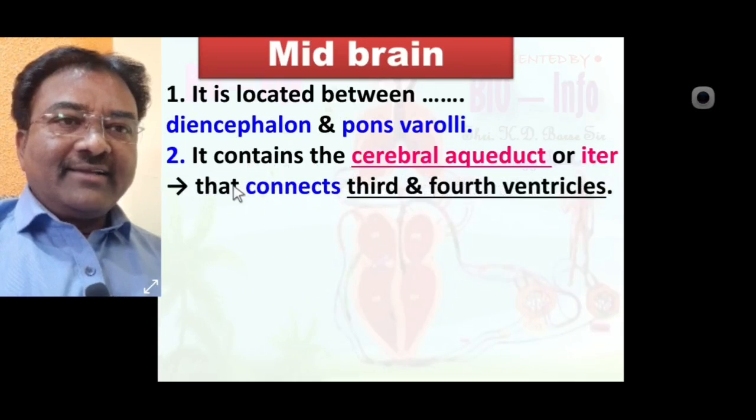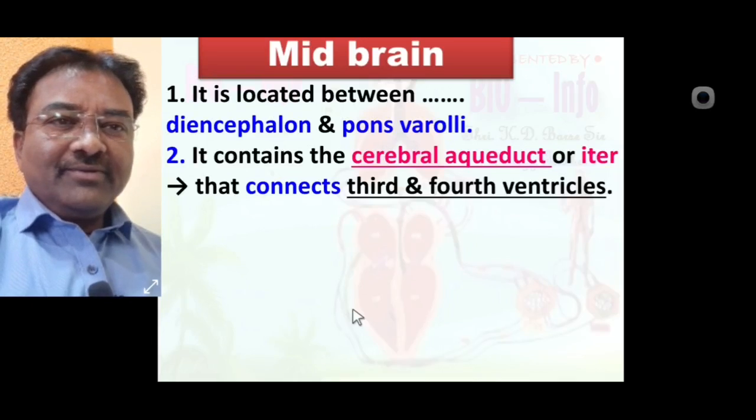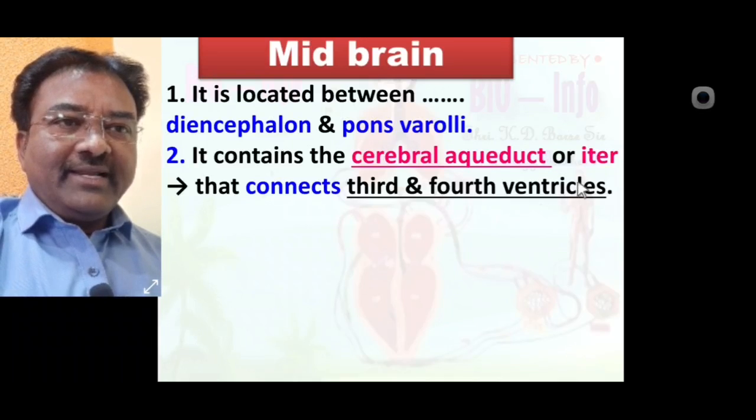The aqueduct connects the third and fourth ventricle. The third ventricle is contained in the diencephalon, and the fourth ventricle is contained in the medulla oblongata. So both ventricles are interconnected by the aqueduct, or cerebral aqueduct, which is present in the midbrain.